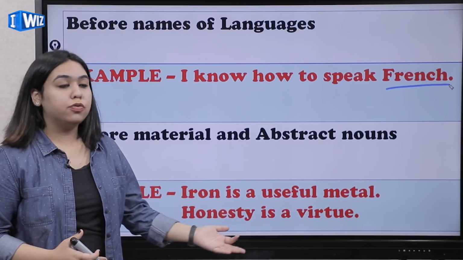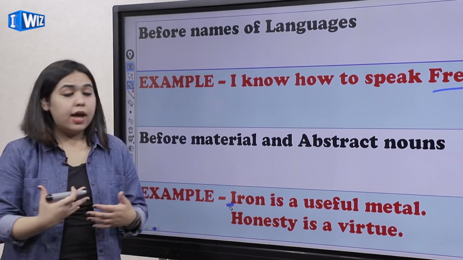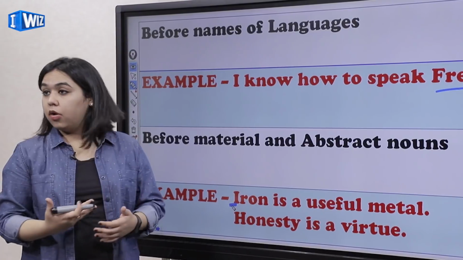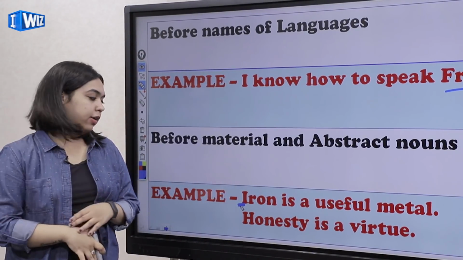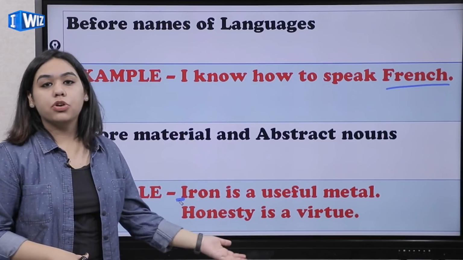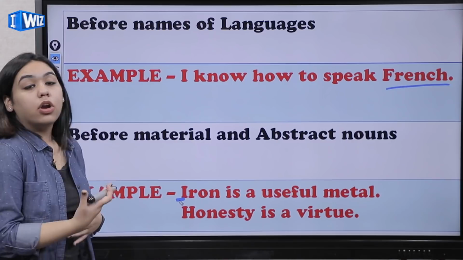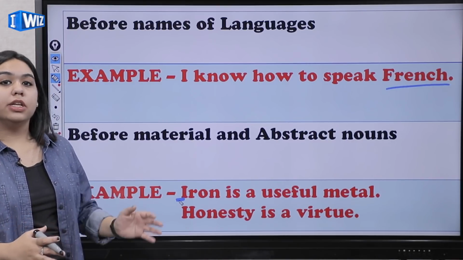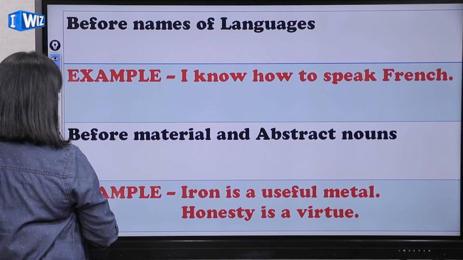Iron is a useful metal. So, you see iron. Now, iron is a material noun. So not "the iron" or "an iron", no. Honesty is a virtue. Honesty, again you see that there is no article. So you are not going to use any article with material or abstract nouns.